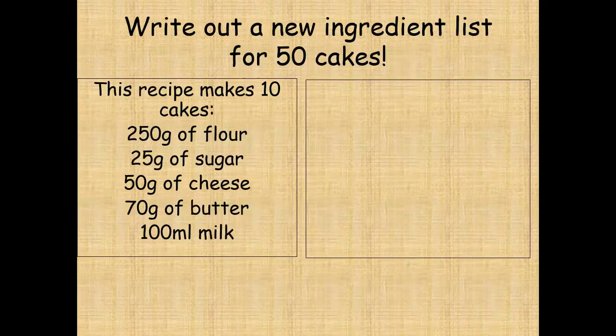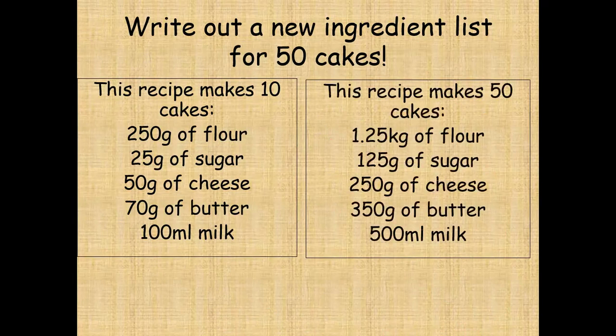Okay, now write out a new ingredient list for 50 cakes. So you're going to multiply everything by 5. And this is what you're going to get. Okay, that's what we do when we have to share the ingredients.